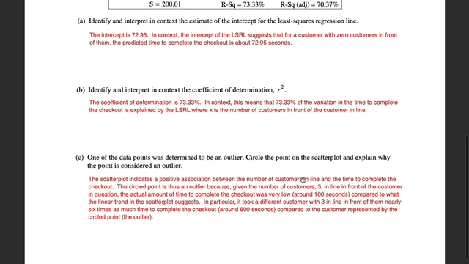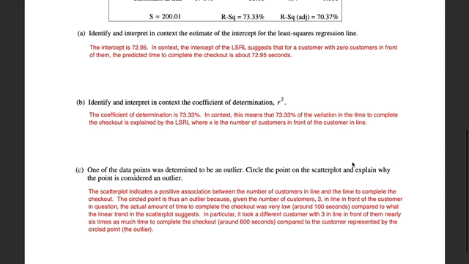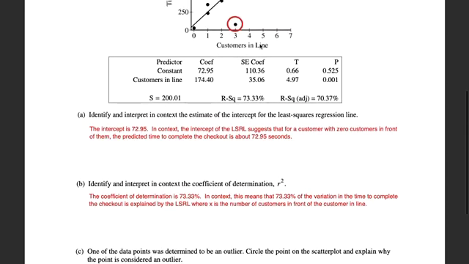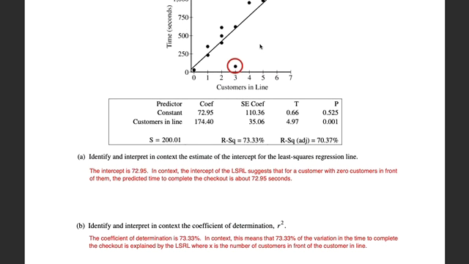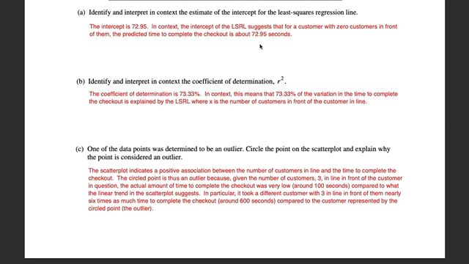So then last, one point in the data was determined to be an outlier. Circle that point and then explain why that point is an outlier. But you have to explain in context. Don't just circle the outlier and say, well, it's an outlier because it's away from all of the other points. That won't be good enough to get credit. You have to describe it in context by telling the story. So this is what I said.